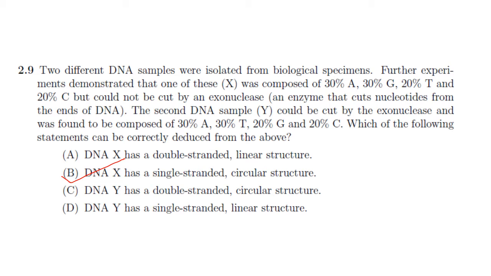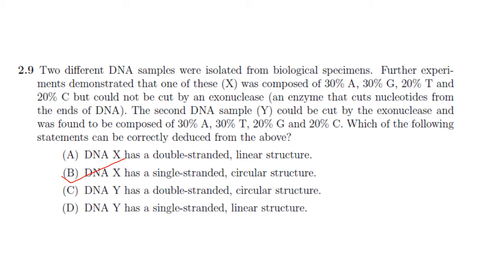DNA X has double-stranded linear structure. DNA X has a single-stranded circular structure. DNA Y has double-stranded circular structure. DNA Y has single-stranded linear structure. So they have given 2 DNA samples, X and Y. They have also given the composition of A, T, G, C in each of these DNA samples.